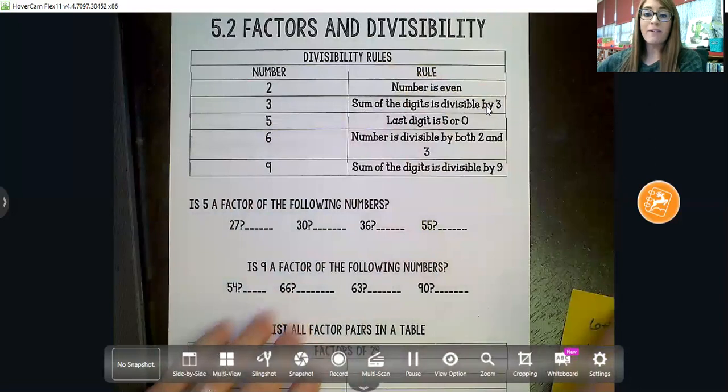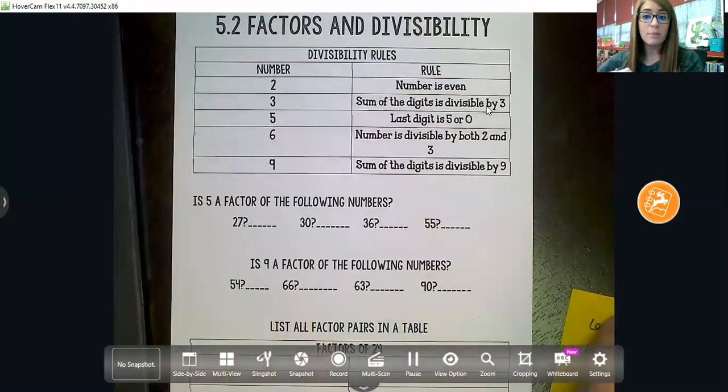A number is divisible by 5 if the last digit in the number is 5 or 0. It doesn't matter if it's 14,702,625. If it ends in a 5 or a 0, you can divide it by 5 evenly, okay? A number is divisible by 6 if it can be divided by both 2 and 3, okay?